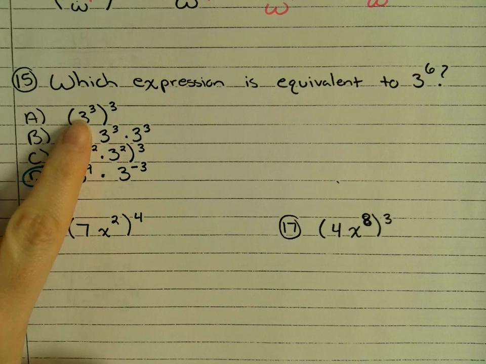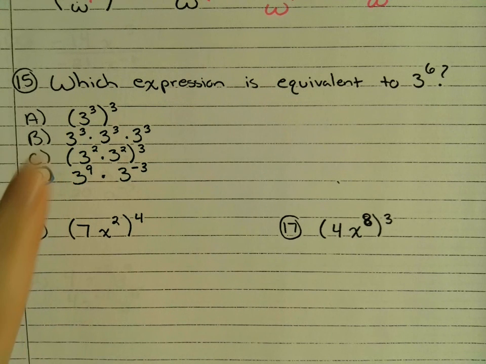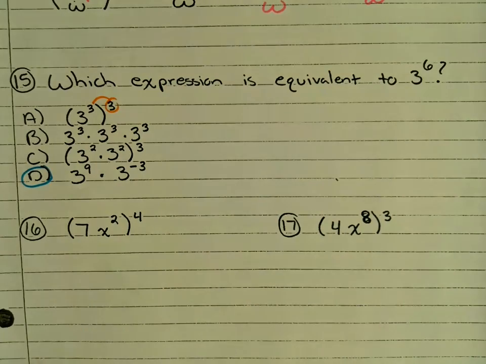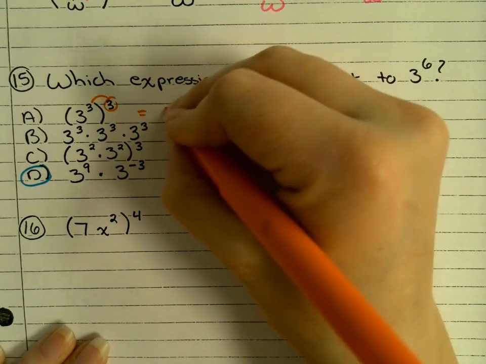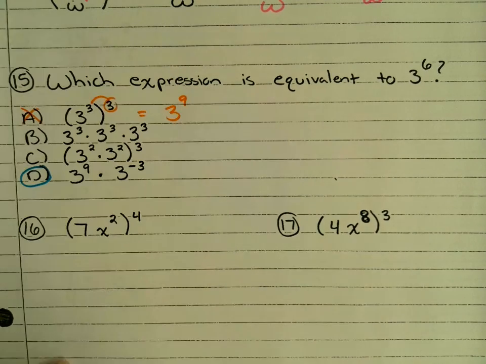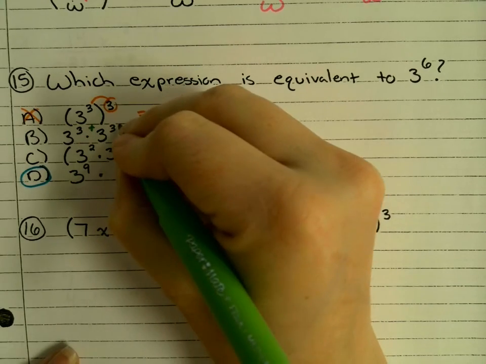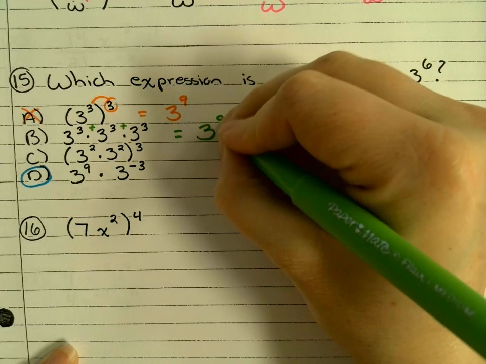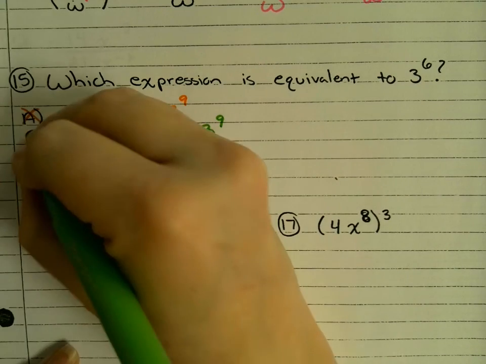If we look at expression A, I would distribute or multiply the 3 times 3. This would come out to 3 to the 9th power. Well, that's not going to work, so I'm going to cross that off. For problem B, we would add each of those exponents, and that would come out to 3 to the 9th power as well. That's not going to work.